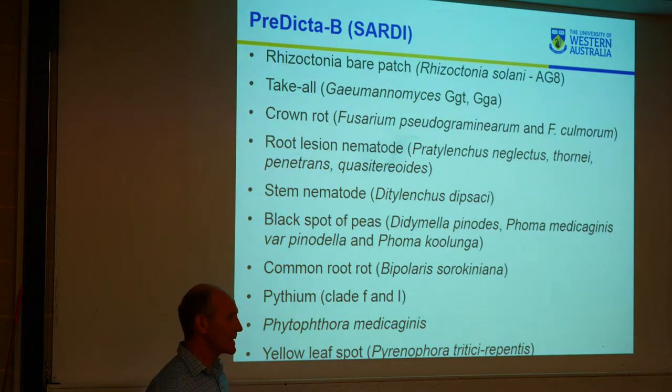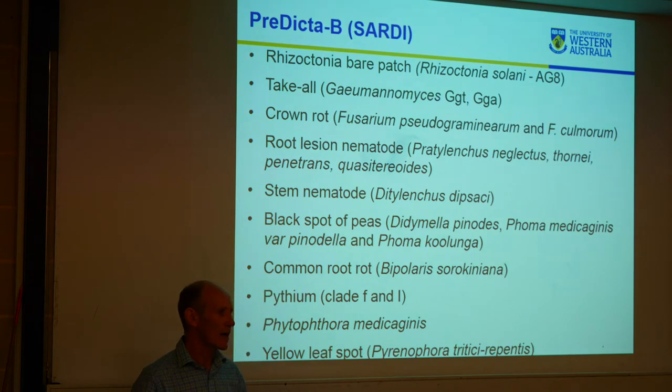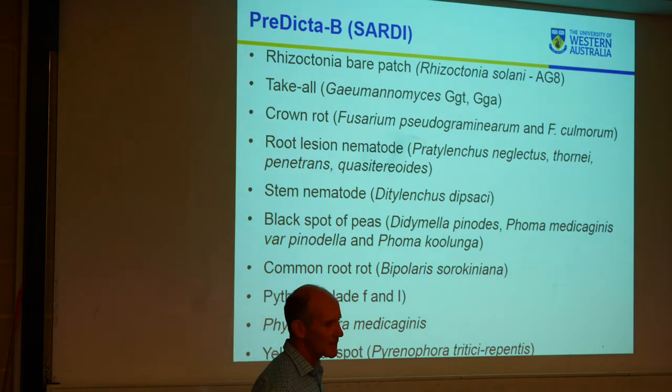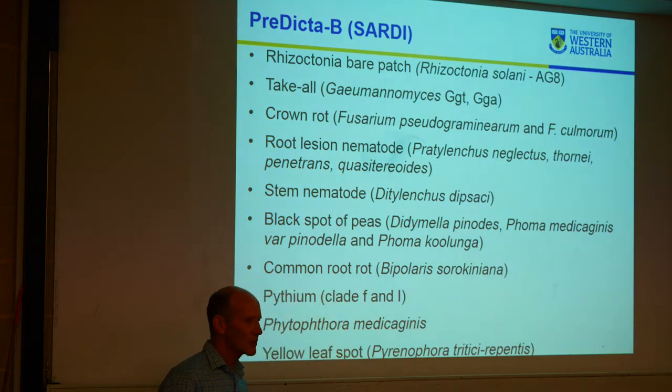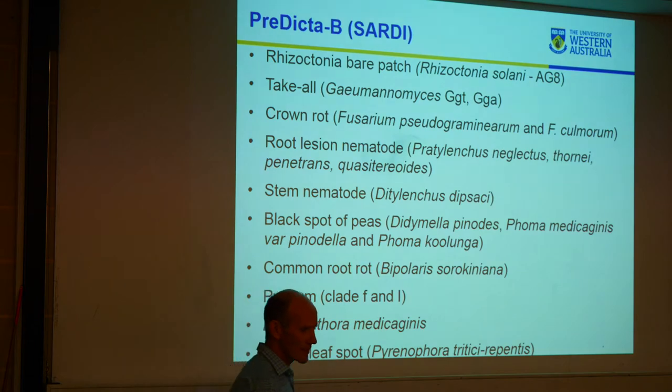What does PredictaB actually measure? There's the list there. The main cereal diseases, particularly rhizoctonia, take-all, fusarium crown rot, root lesion nematode, stem nematode, black spot in peas, common root rot, Pythium, Phytophthora, and yellow leaf spot. So we got the DNA analysis across all of those.